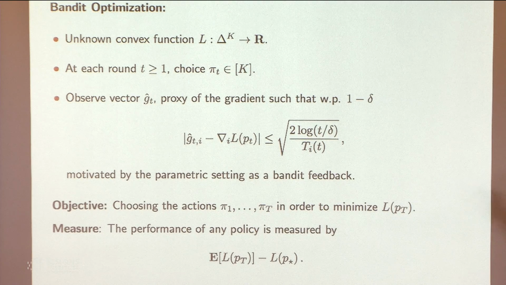So this doesn't come out of a hat. This is motivated by all these parametric settings. And so the objective, of course, is to choose your actions in order to minimize this loss. And the performance of any policy, because there's randomness, is going to be measured by the expectation of L of pt compared to the minimum. Are there any questions about the setup and the problem? Okay. So the natural question is, how do you solve this?